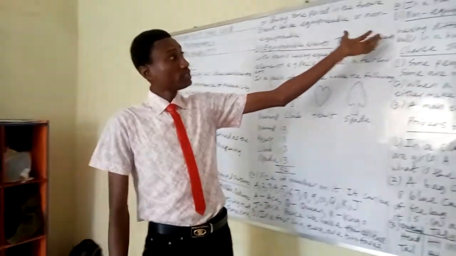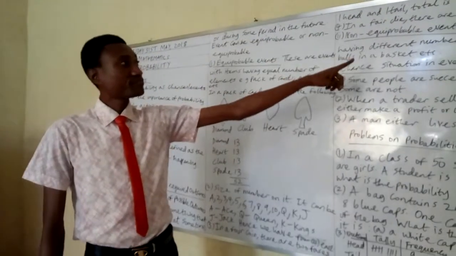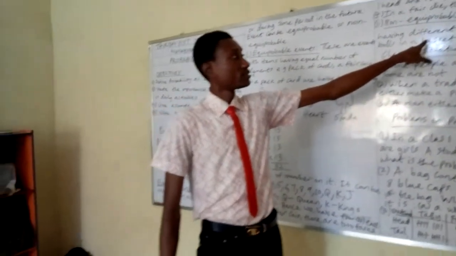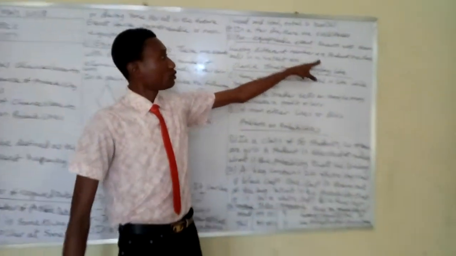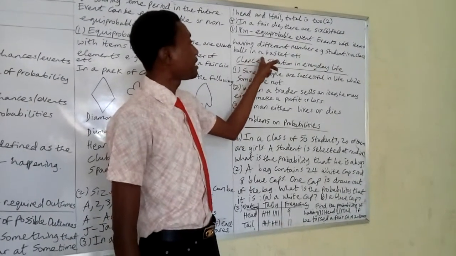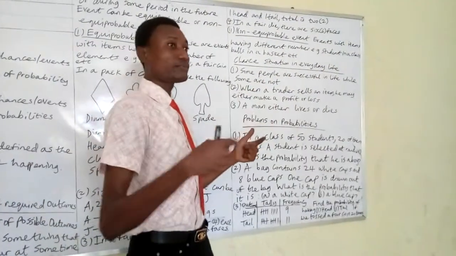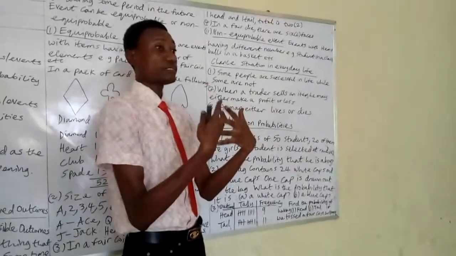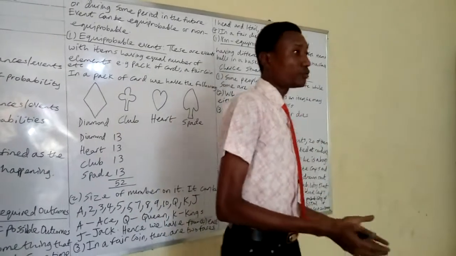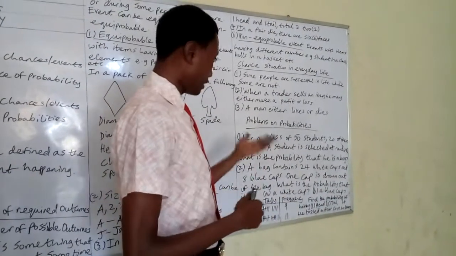Now, the next one is non-equivocal events. Events with items having different numbers. Now, for all these, it's different from this. In this case, we have a class, or a basket. For example, we can calculate the total number of students in this class. Then we will have boys and girls. We can look for the probability of boys, we can look for the probability of girls. We will still work on that.